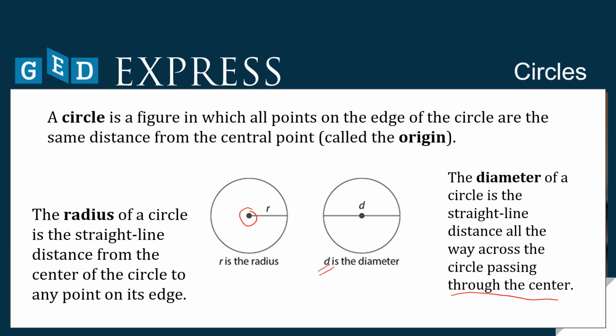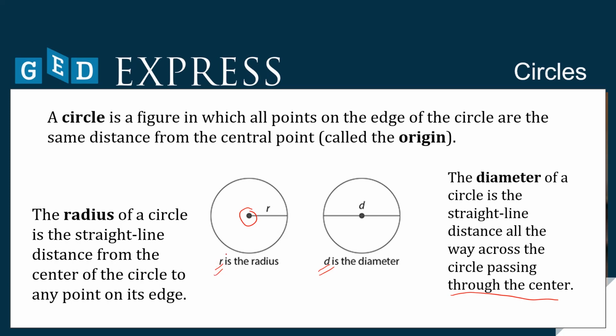Now, another part of the circle is the radius. The radius of a circle is the straight line distance from the center of the circle to any point on its edge. And it is generally indicated by the letter R.